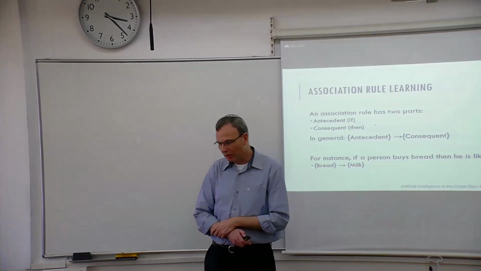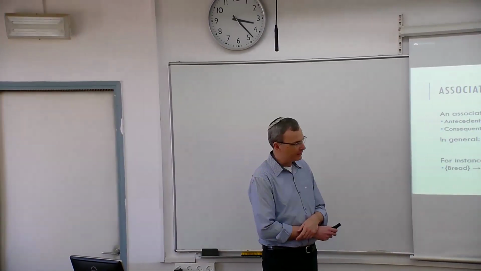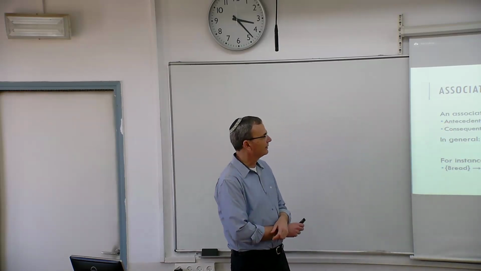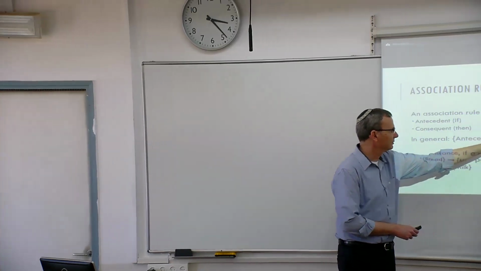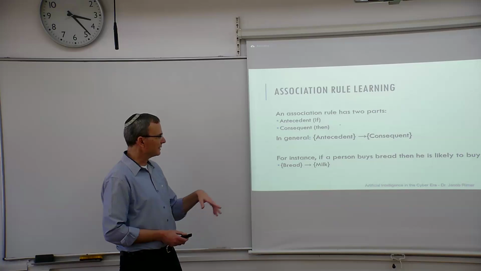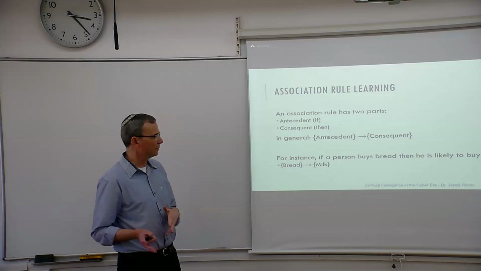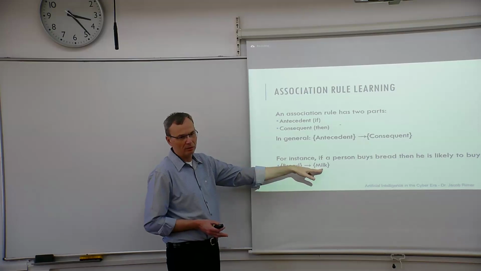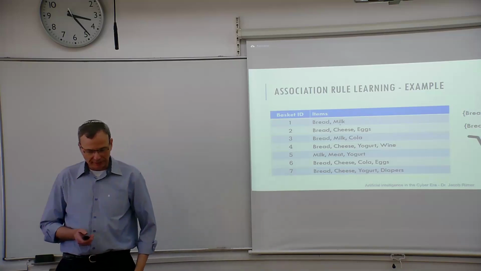Each rule that we are looking for will contain two parts. One of them is the if part, okay? It's called the antecedent. And the second one, the consequent, is the then part. So there is something causing something. For instance, if a person buys bread, then he is likely to also buy milk. We'll put it like this: bread means that we are going to buy also milk together. Okay? Now, let's look at our baskets.